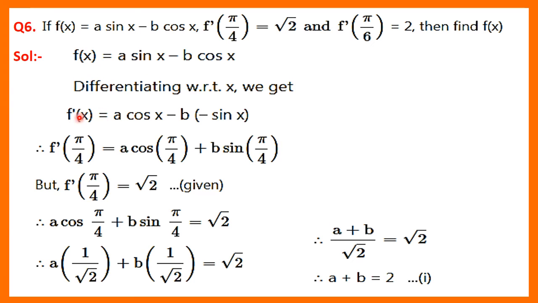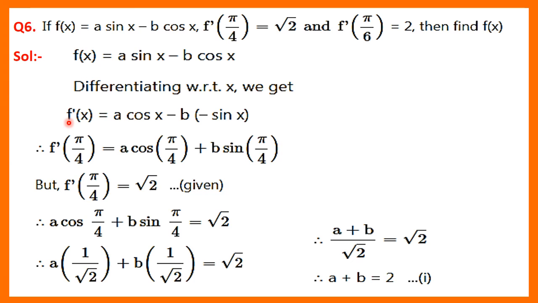So here in first term, f dash x is a into derivative of sin x is cos x minus b into derivative of cos x is minus sin x. One step we skipped here, that is by writing the derivative form. So directly we wrote the answer.